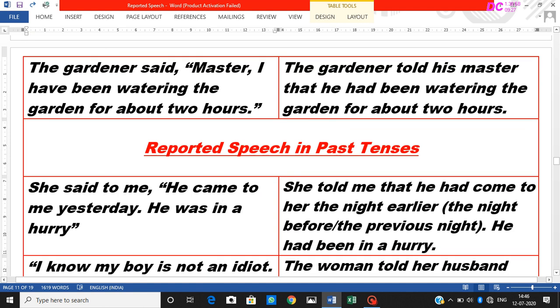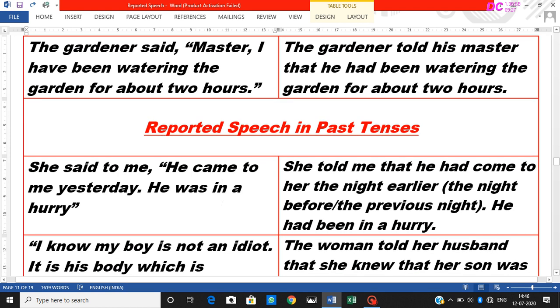She said to me, "He came to me yesterday. He was in a hurry." What did we do here? The reporting verb is in past tense, and the tense of the reported speech is also past. So the reporting verb is in past, and the reported speech is also past.